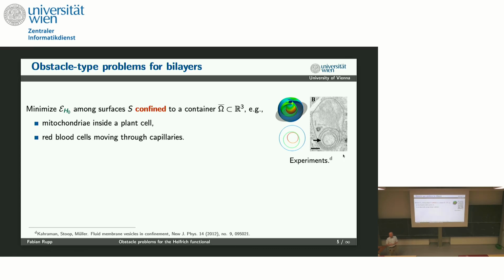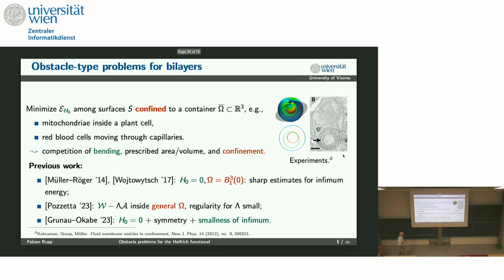It can be very thin, in fact thinner than the diameter of the cell itself, so it has to deform in order to fit through. Also, there has been some experimental work where the impact of the container has been observed. So we now have an additional competition of the bending with this confinement. And this is not an entirely new problem.